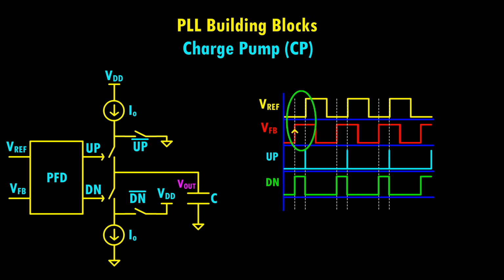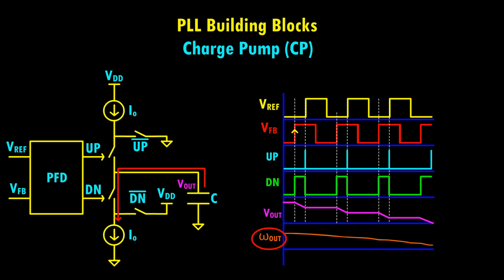If Vref begins to lag behind VFB, down pulses will become active and switch 2 will conduct. This allows the lower current source to discharge the capacitor towards ground with a negative slope. Consequently, the VCO output frequency decreases, helping to reduce the phase lag between the Vref and VFB.